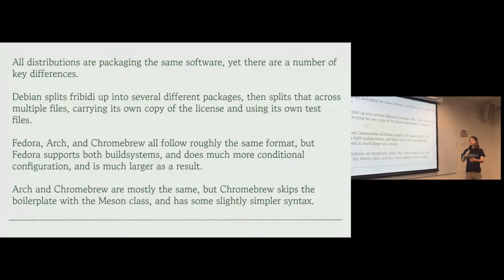Debian splits it up into several different packages, then splits those packages into several different files. It carries its own copy of the license and uses its own test files. Fedora, Arch, and Chromeboot are the same general idea. Fedora supports both build systems and does more conditional configuration, and it's much larger as a result. It's, again, 3 slides. Arch and Chromeboot were basically the same.